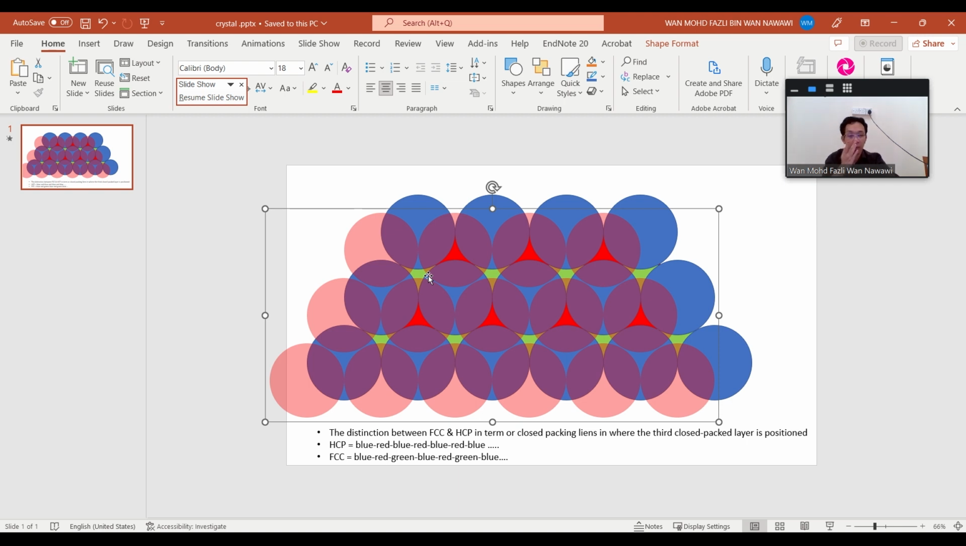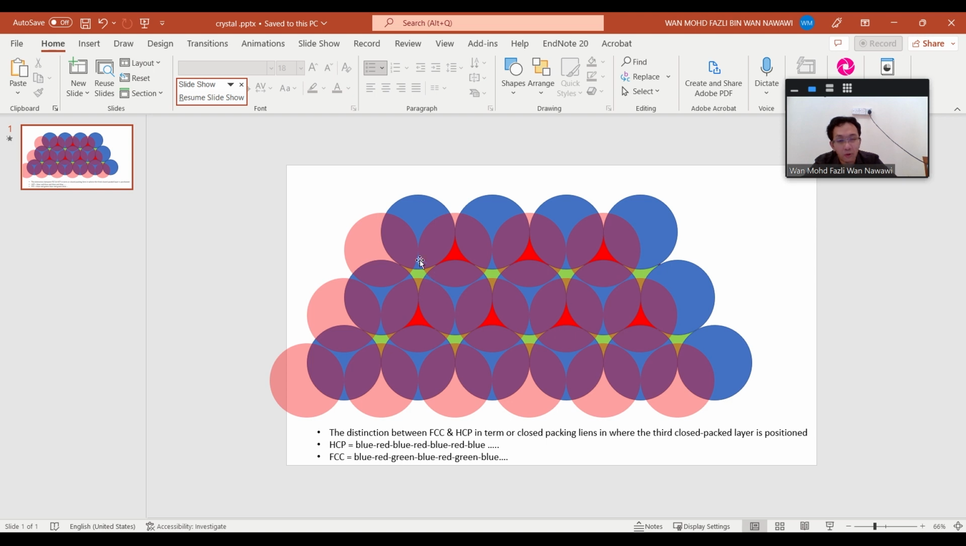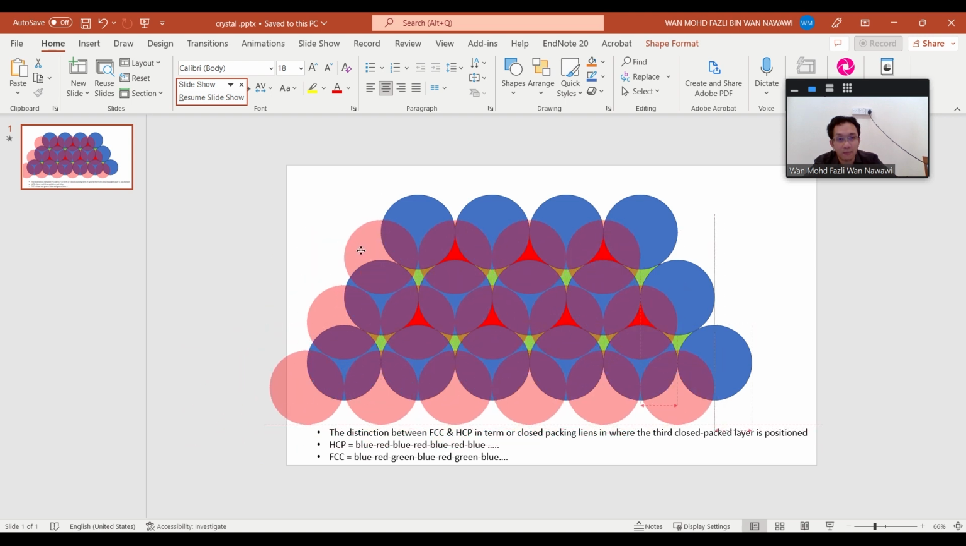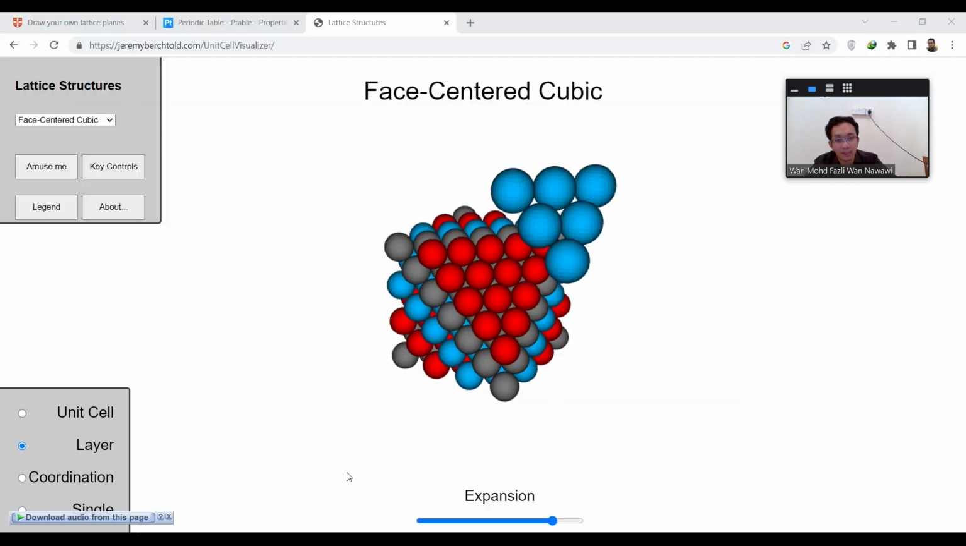Close packing. So the third layer, you can see the distinction between FCC and HCP. The third layer you can put to cover this green hole, like this. So if you imagine there is another layer, you can put that layer on top of the green hole, meaning that there is another atom here. So that is basically what this shows.